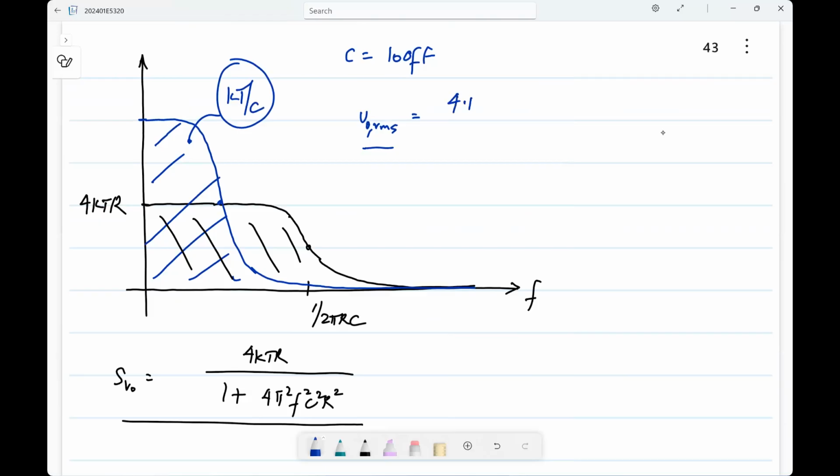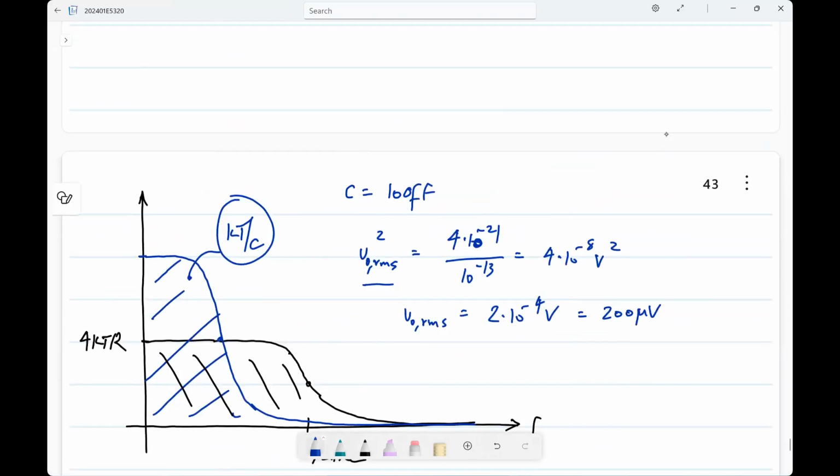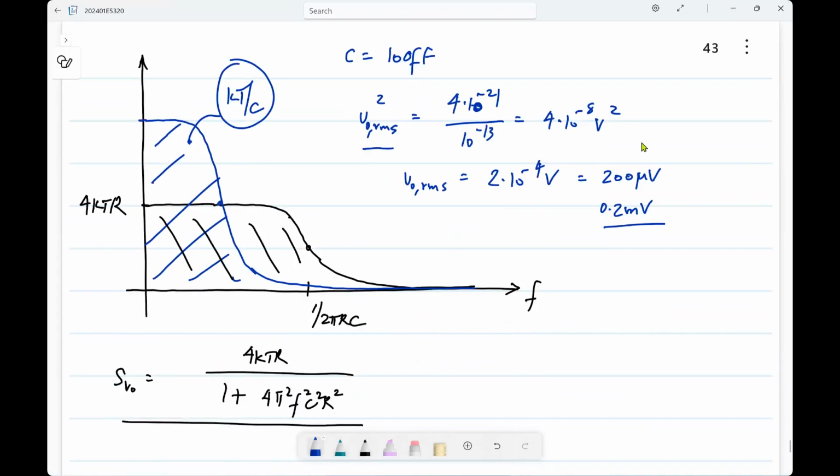So kT is 4 times 10 to the minus 21. Again, at 300 Kelvin, it is 4.14 something. It's perfectly all right to use 4 for hand calculation. And then, how much is a femtofarad? So this is 10 to the minus 13. So this is 4 times 10 to the minus 8. By the way, this is volt square. The square root of that is 2 times 10 to the minus 4. Of course, it's always better to have more recognizable units like 200 microvolts or 0.2 millivolts. Okay, that's something to just get a feel for the orders of magnitude.